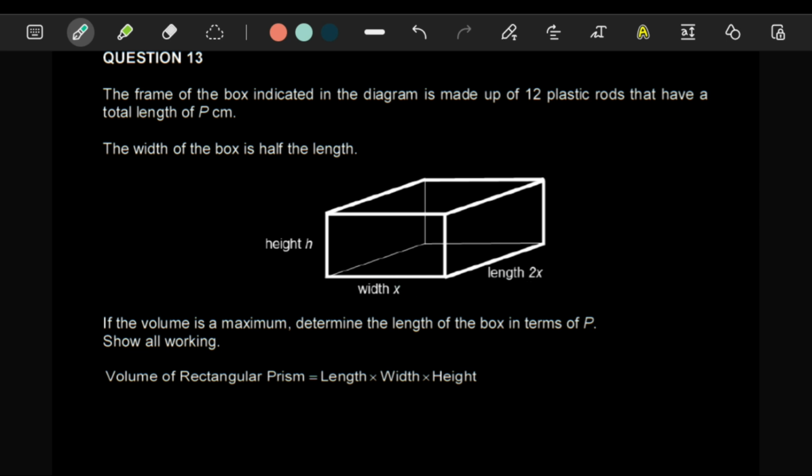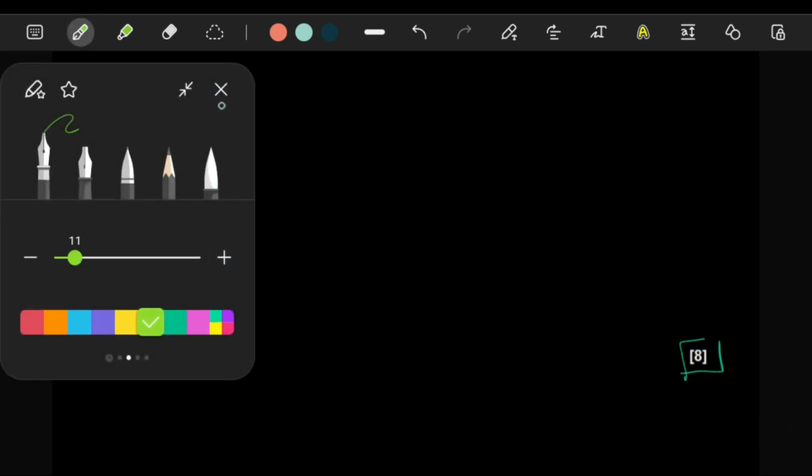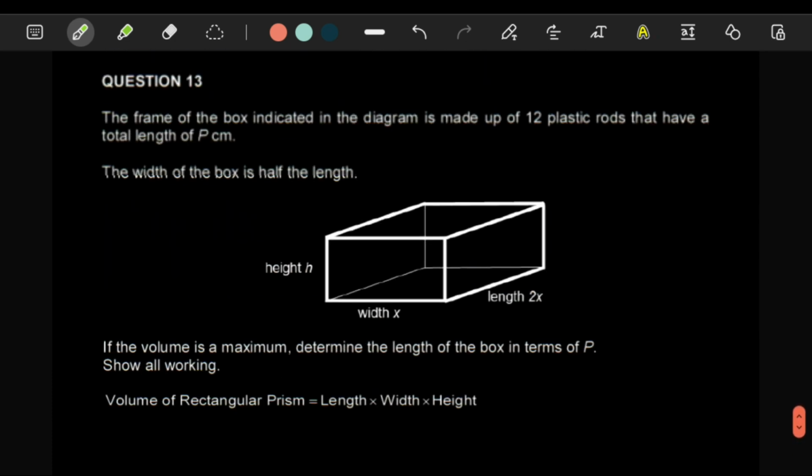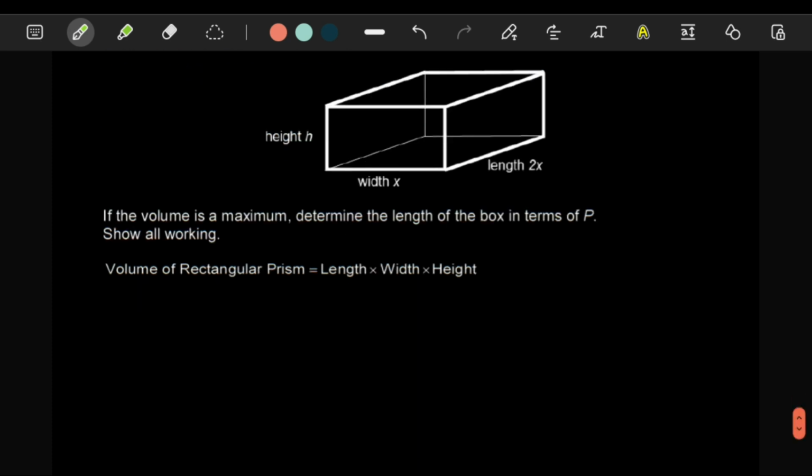Nice. I think this is also one of the questions that are showcased in the applications of calculus course, but we'll see. The next thing here says: if the volume is a maximum, determine the length of the box in terms of p, showing all workings. Wow. Okay, so for 8 marks, I just think it's going to be a lot of writing, but not necessarily something difficult.